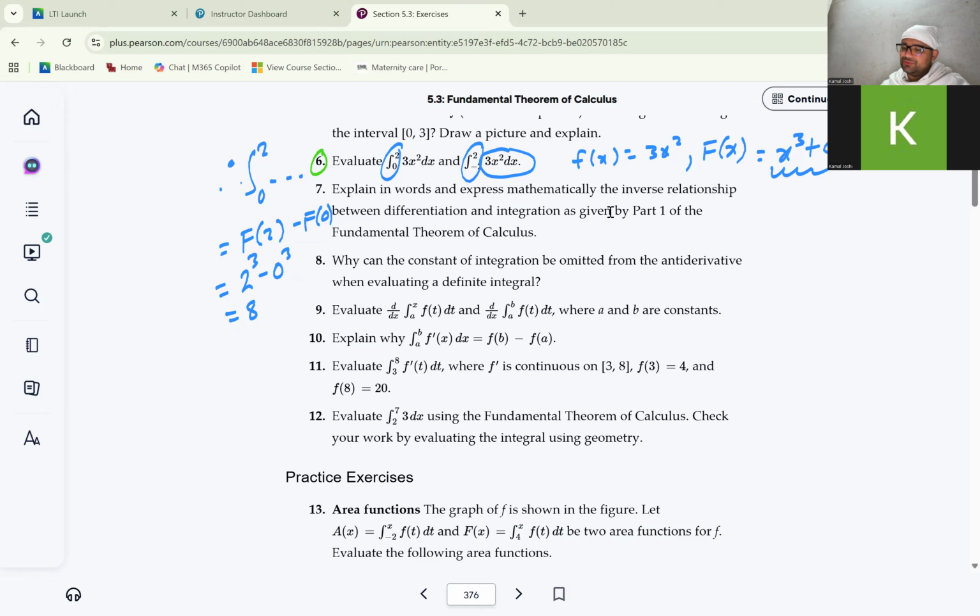What about if you do minus 2 to 2? The integral from minus 2 to 2 of the same function 3x squared dx. This time it is 2 cubed minus minus 2 cubed. F of b minus F of a, where F of x is x cubed. So minus minus makes it plus, and you end up getting 8 plus 8 equals 16. So the integral from minus 2 to 2 is twice the integral from 0 to 2.